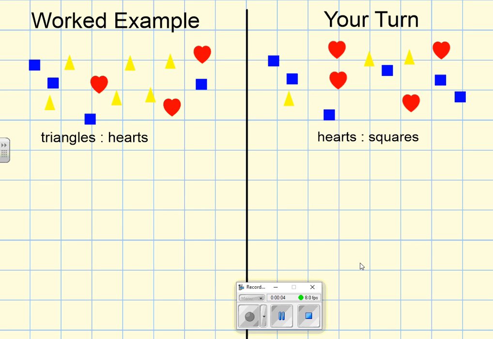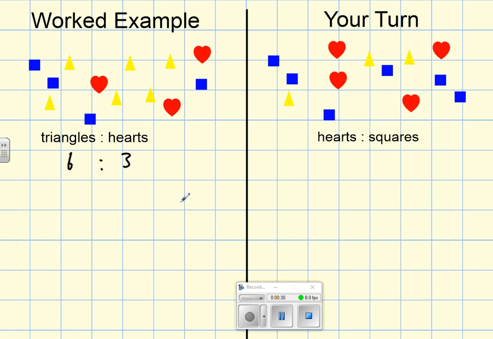In this second video on ratio, we're going to look at how you simplify a ratio. Just like before in our first video, what we need to do is get the ratio first for this first example of triangles to hearts. So exactly the same process. I've got 1, 2, 3, 4, 5, 6 triangles, and I've got 3 hearts. So the ratio of triangles to hearts is 6 to 3.